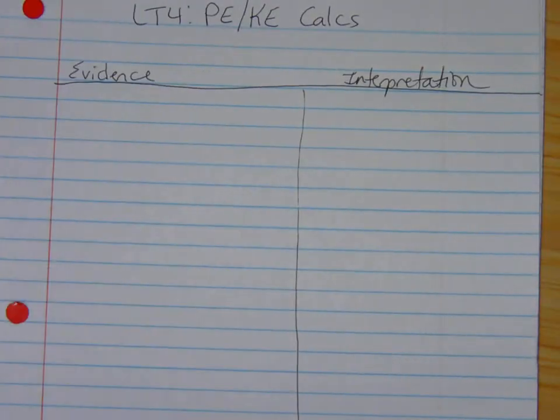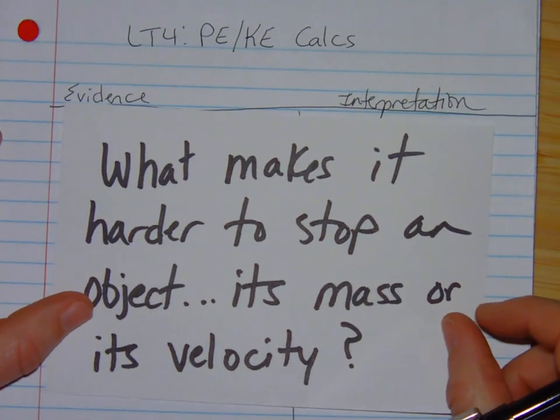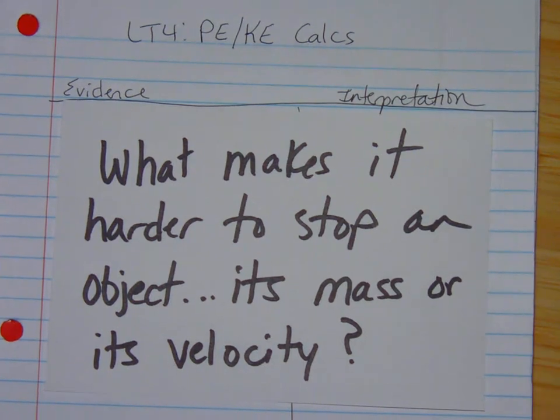One of the things I'd like you to think about, and hopefully you'll come to a conclusion by the end of this, is what makes it harder to stop an object. If you've got an object rolling down a hill, and you're at the bottom and you've got to slow this thing down, would it be harder to stop an object because of its mass or because of how fast it's going? Because one of those is more important than the other one. Of course they both factor in. They both factor into momentum. So that gives an object its momentum.